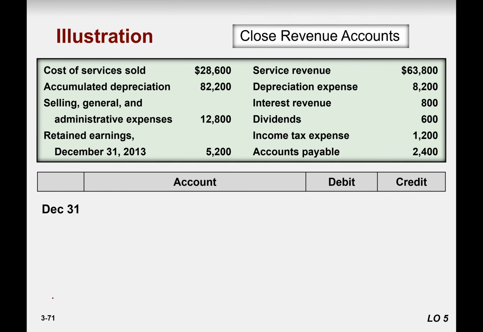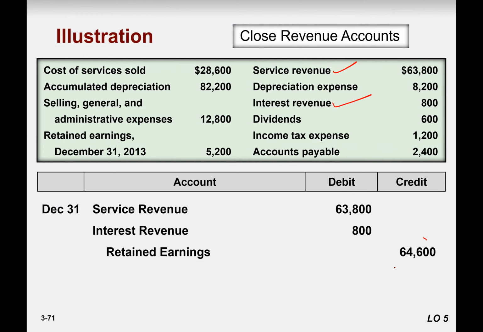So we may have to make the entry. Let me just clear this off. Entry would be service revenue to retained earnings, interest revenue to retained earnings. Understand? This is me closing down the books of accounts, or closing the accounts, or closing entries. Understand? So which books do we close down and which books do we not close? Only those books of accounts that belong to the income statement we close. Understand?